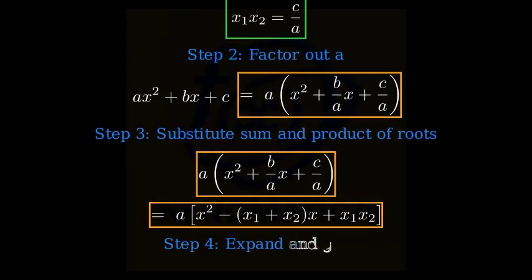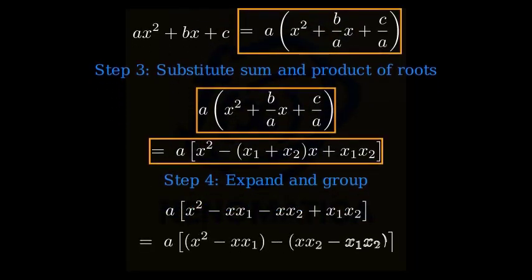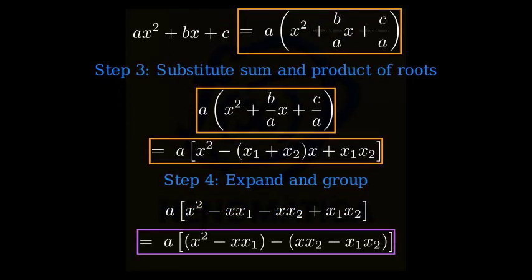Step 4. Expand and group terms for factoring by grouping. Multiply out the middle term as minus x times x sub 1 minus x times x sub 2. Then group the first two terms and the last two terms together.